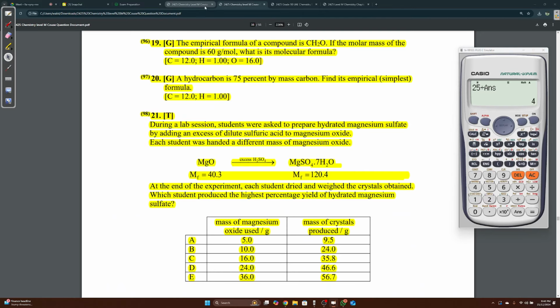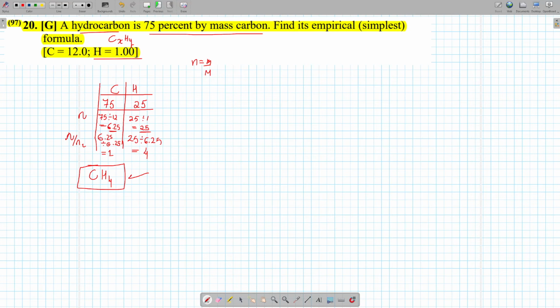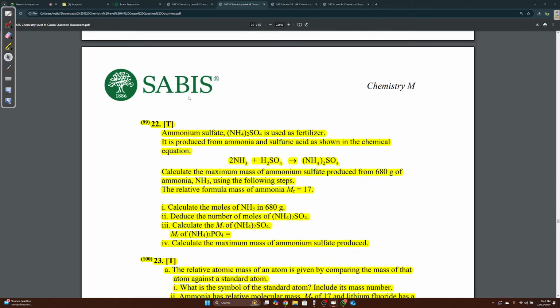Let's check this. CH4. Very, very important to know how to do this, especially for IGs. You need to know these steps. First step, you write down the masses or the percentages. You then divide by the molar mass to calculate how many moles of both. Then you divide both of those moles by the least number of moles between them. Very easy, and then you get the subscript for each.